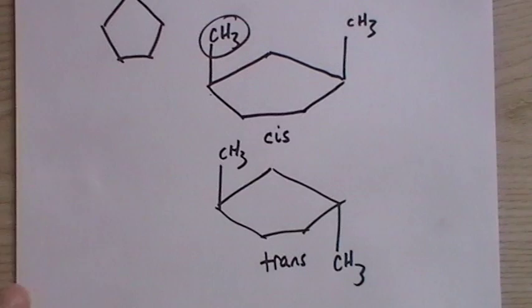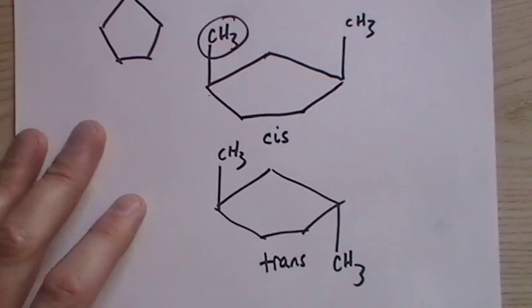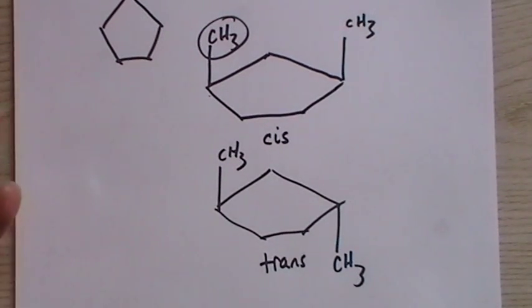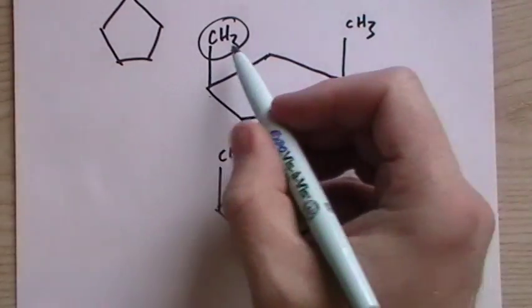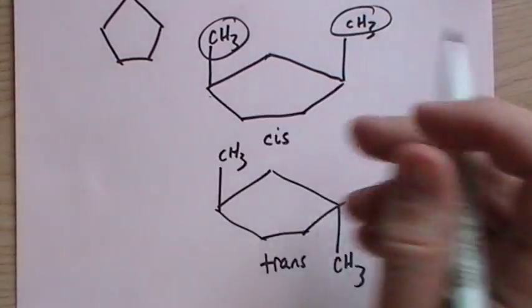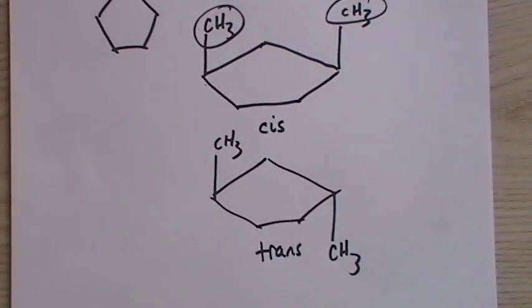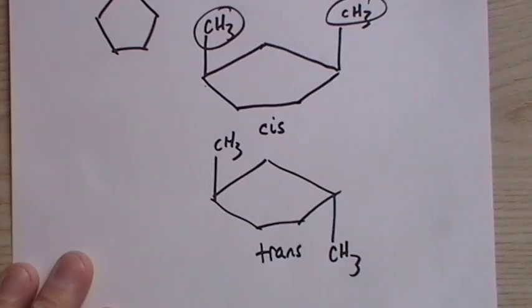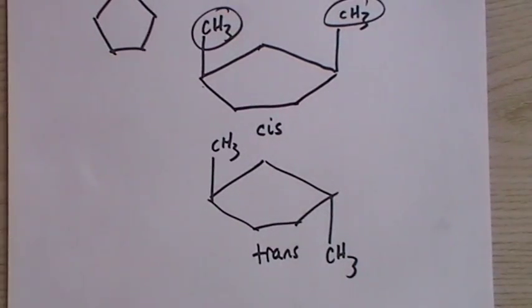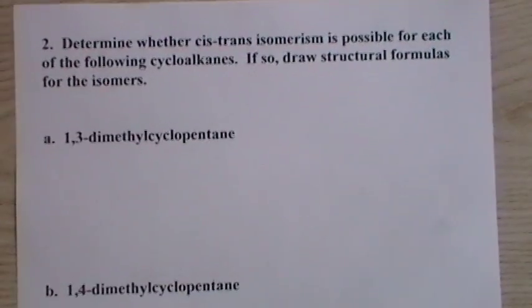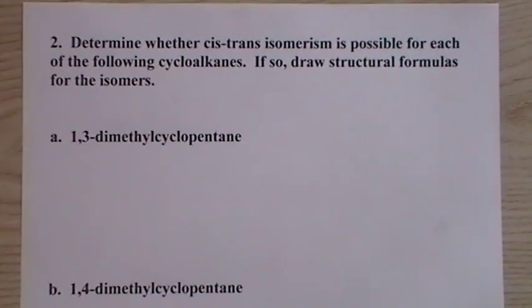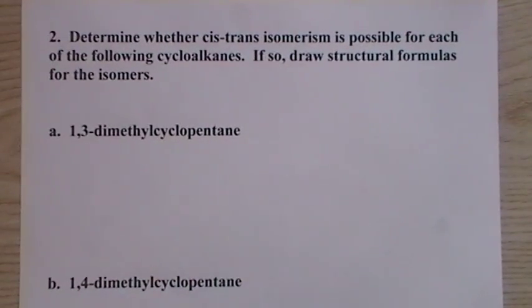Now, if these didn't have different chemical properties, then we wouldn't care about it, but they definitely do. Just that structural difference, where the substituents are locked above or across from each other across that ring, one above the table, one below the table, gives it different chemical properties. So what the question is asking: determine whether cis-trans isomerism is possible for each of the following cycloalkanes.